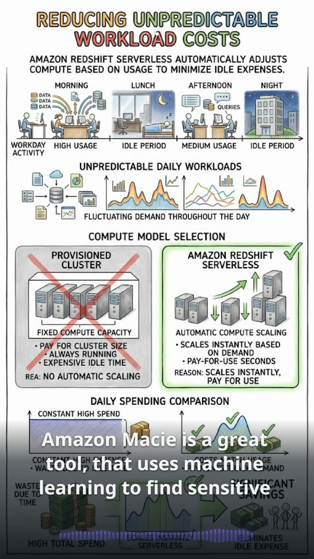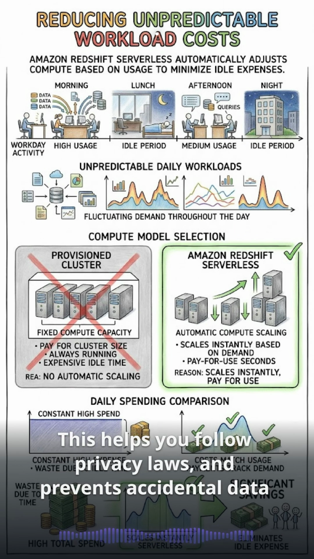Amazon Macie is a great tool that uses machine learning to find sensitive data like credit card numbers. It scans your S3 buckets automatically and alerts you if it finds any personal information that is not protected. This helps you follow privacy laws and prevents accidental data leaks from your company to the public.